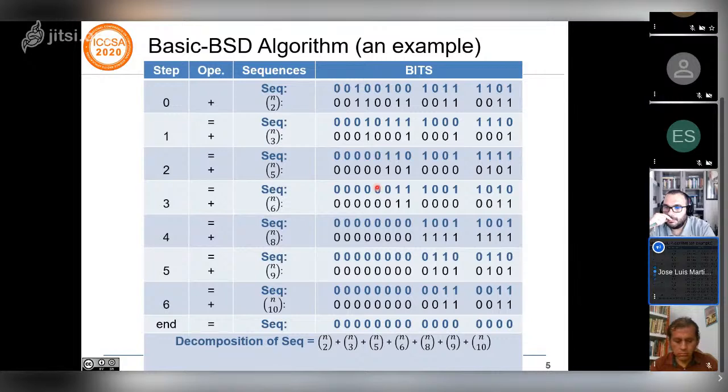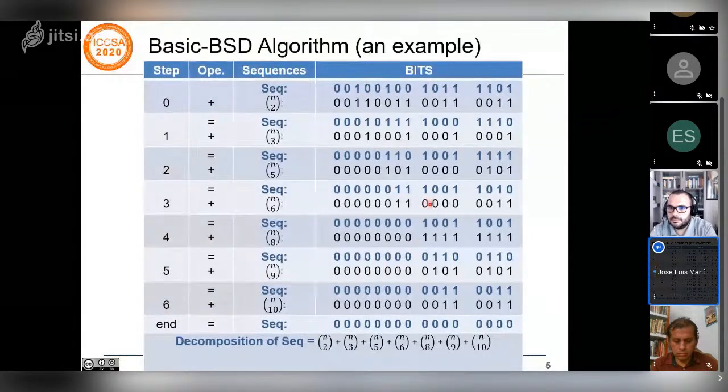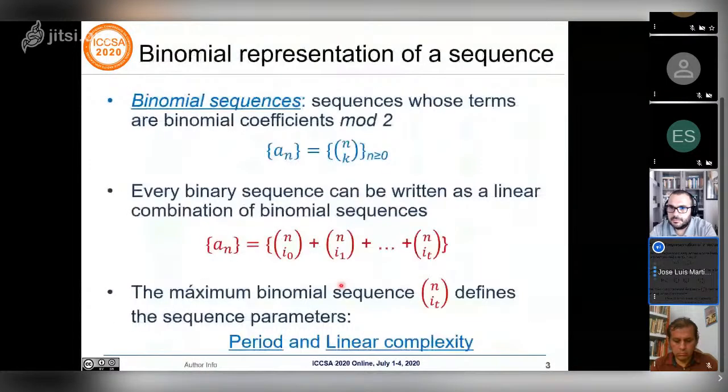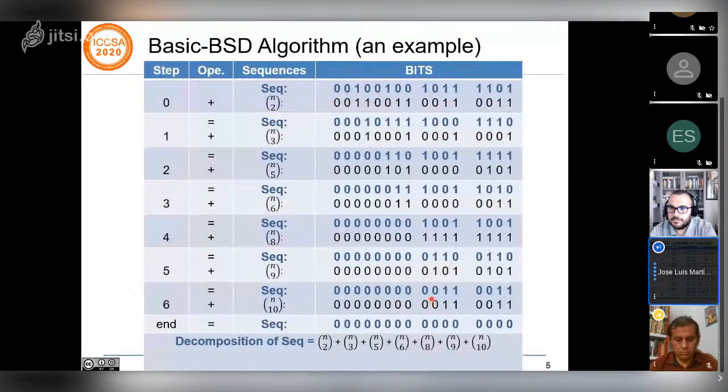This is interesting because it means we can improve its performance with two facts. The first one is that we only need the maximum binomial sequence. So instead of doing all the decomposition, we can find just the maximum. And the next fact we are going to use is that the binomial sequences are symmetric. They have a period. We can see that the first half and the second half both match. And we are going to use it to improve the basic algorithm.